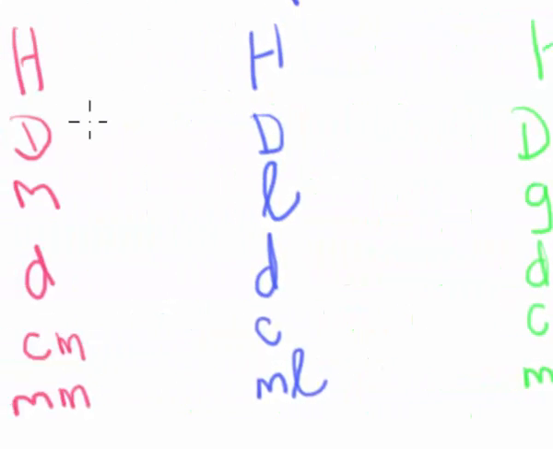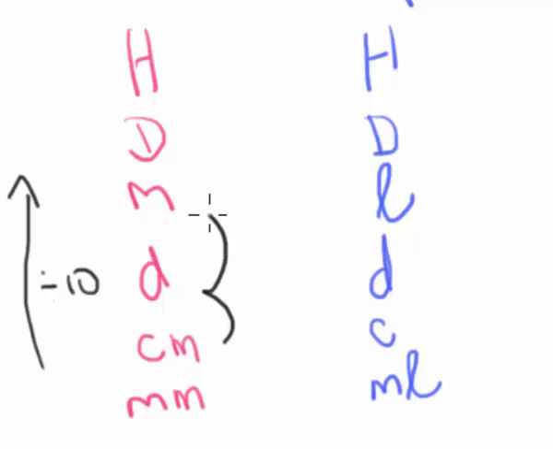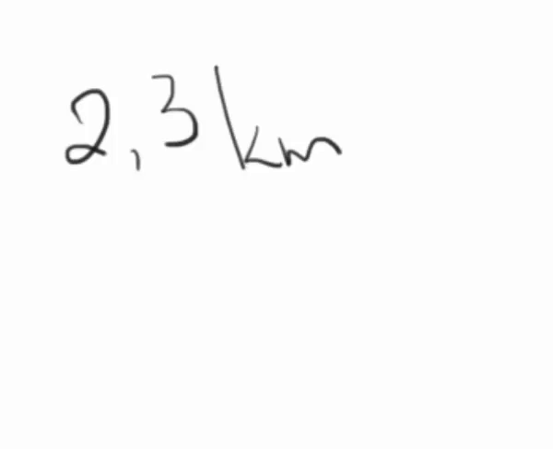Whereas when you're going from the bottom up, your units are getting bigger, so this time we are going to divide by 10. So if you want to change from centimeters to meters, there are 2 jumps, so you're going to be dividing by 100. Now let's have a look at some examples. First, let's convert 2,3 kilometers to meters and then to millimeters.